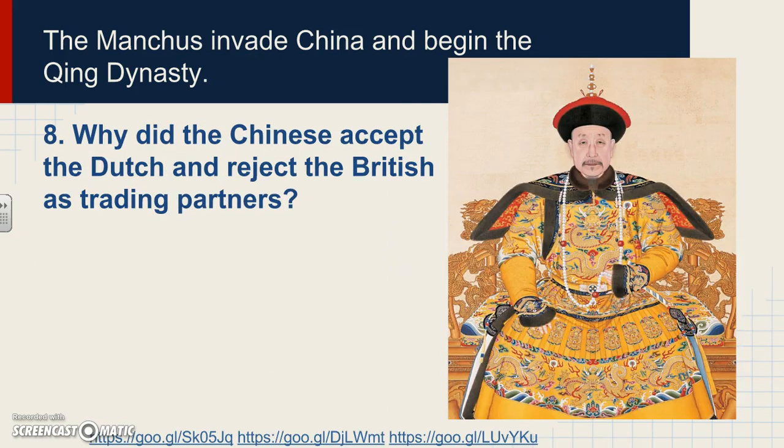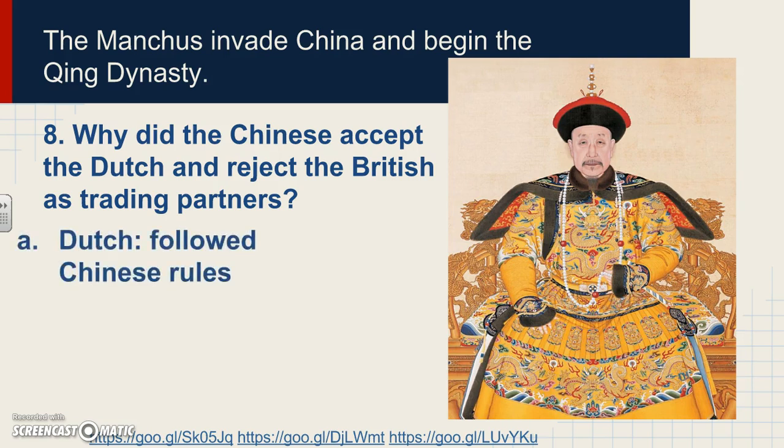Last question, why did the Chinese accept the Dutch and reject the British as trading partners? Now, this is a little bit of a story, but it's pretty interesting, so please listen. Here you have a picture of Qianlong. He is the emperor during one of these interactions that we're going to talk about here. So, the Dutch are allowed to trade with the Chinese because they follow the Chinese rules. They're willing to kowtow. They're willing to pay for all their goods in gold or silver.